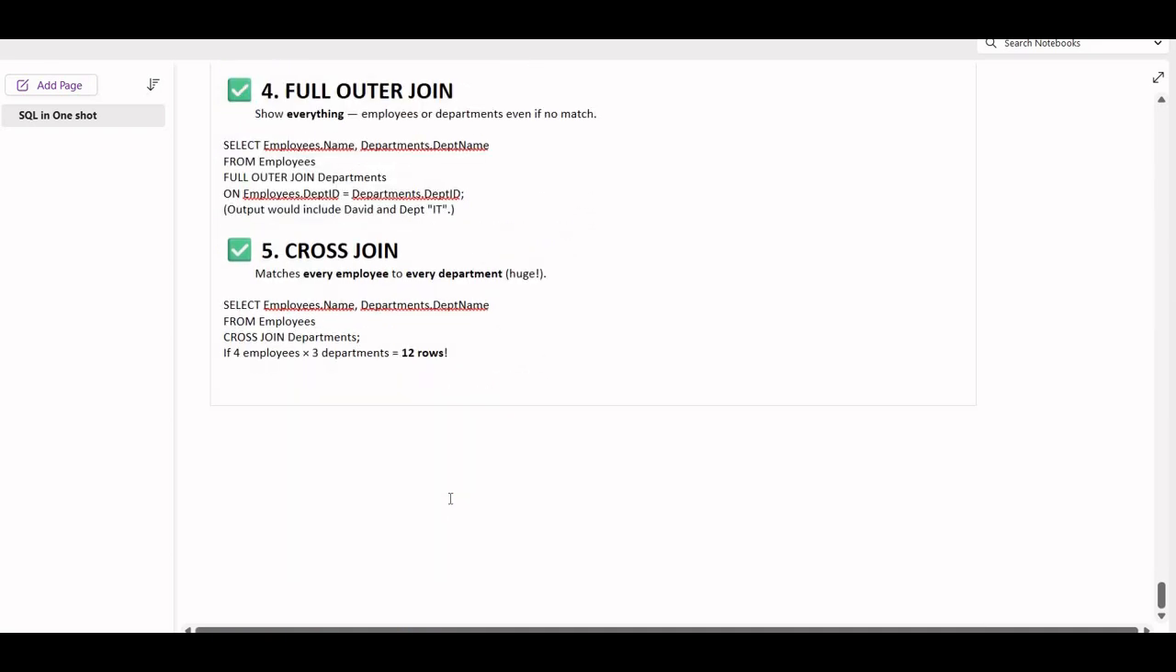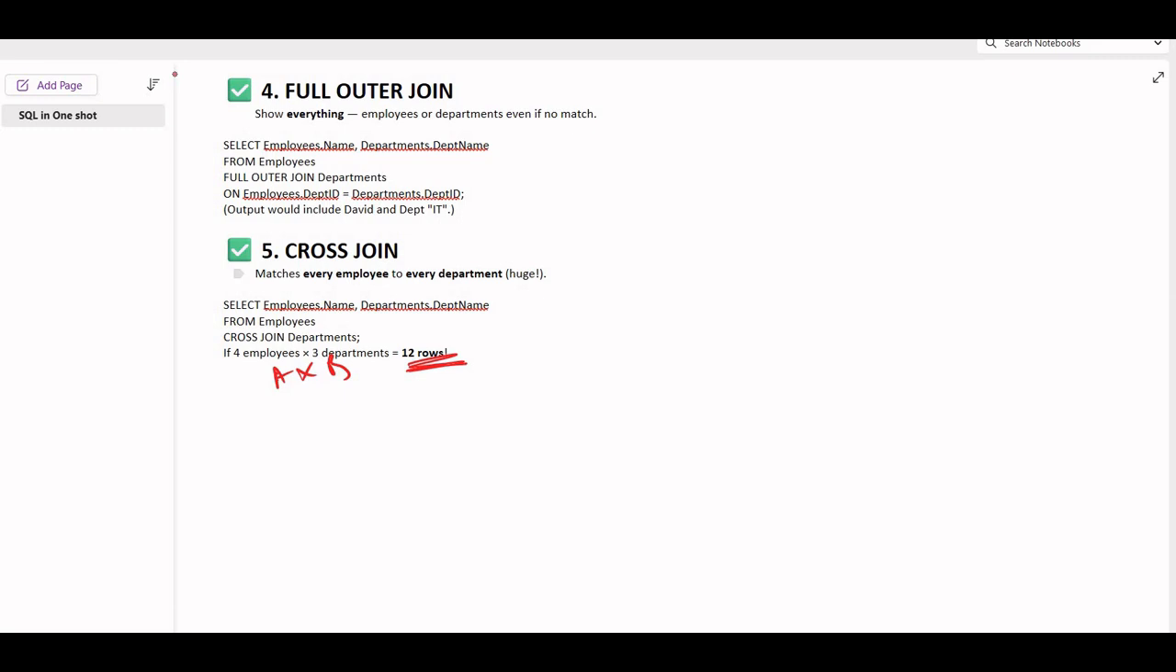Okay. Cross join is nothing but matching every employee to every department. As I said, you see here they've given A cross B. Got it. So 4 employees into 3 departments, basically it will be 12 rows. Each row matches with each row like this. It is basically a combination of each row.